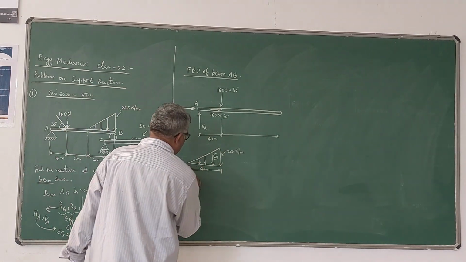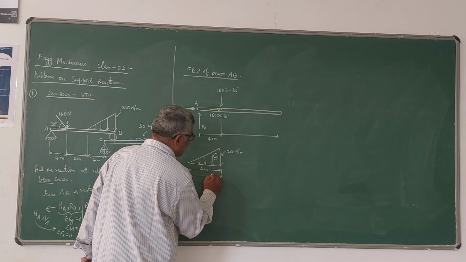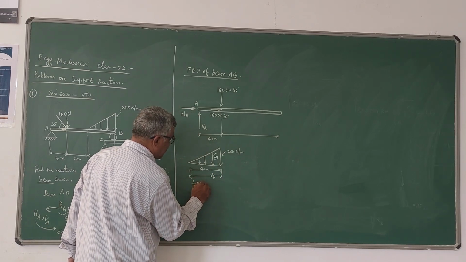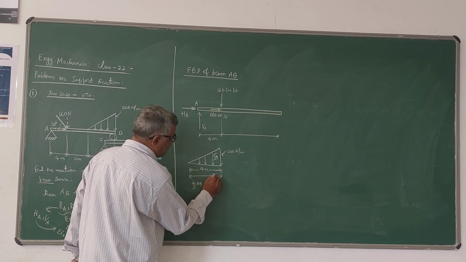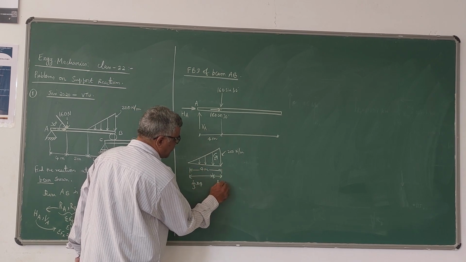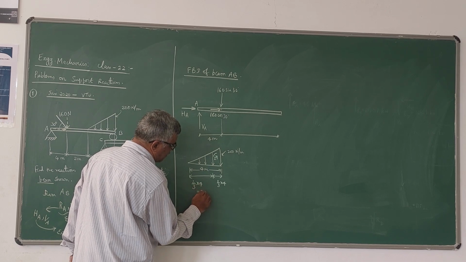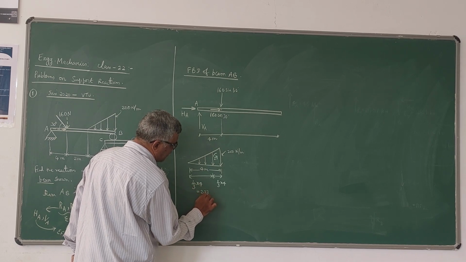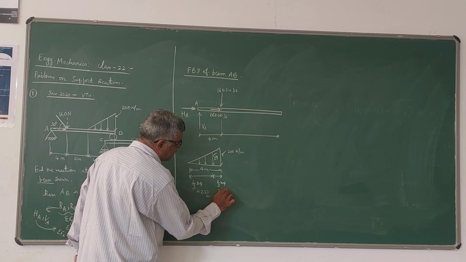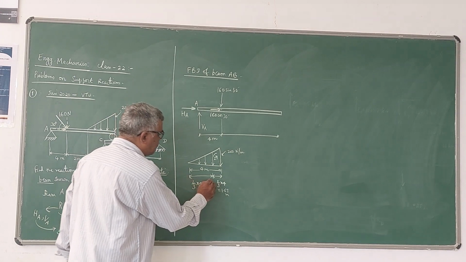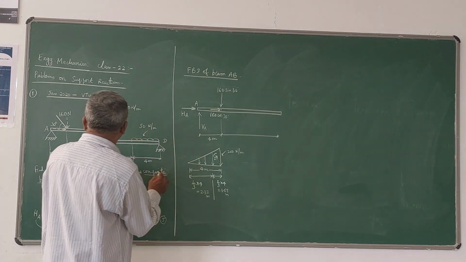So the centroid will be there definitely here. In this case, it will be at a distance of 2/3 of 4 meters from this end, or 1/3 of 4 meters from this end. That is 8 divided by 3, 2.33 meters, or you can take 6.17 meters. That means it is 2.33 meters from this point.